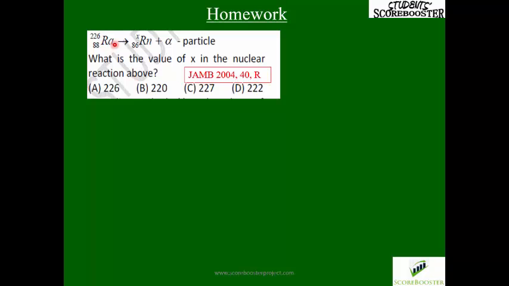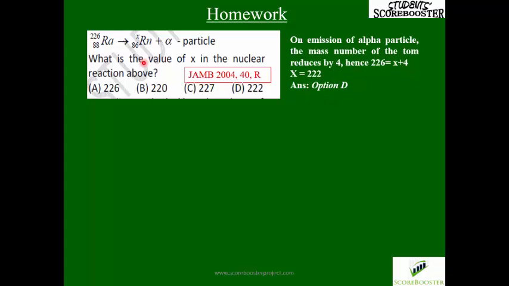This is radium, and to form radon we have an alpha particle. We know alpha particle is 4 and 2. So if you add 4 to x, it must become 226. So what is the value of x? We see it from the answer. Compare it. This is exam question of 2004, question 40, type R.